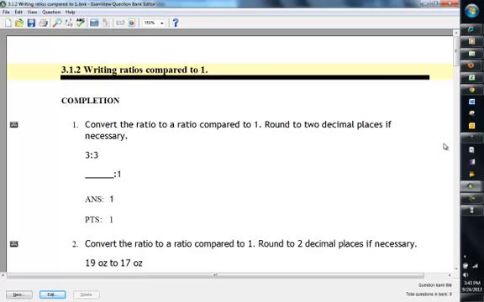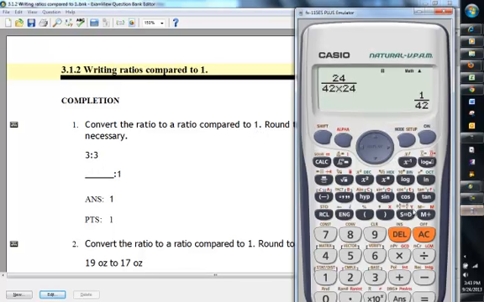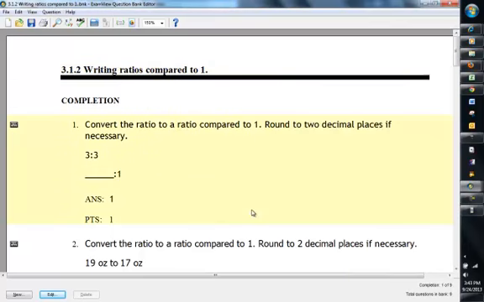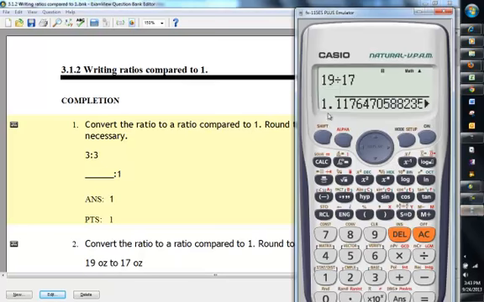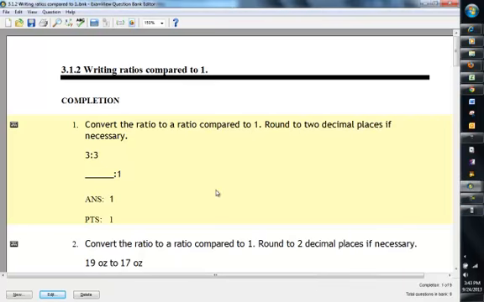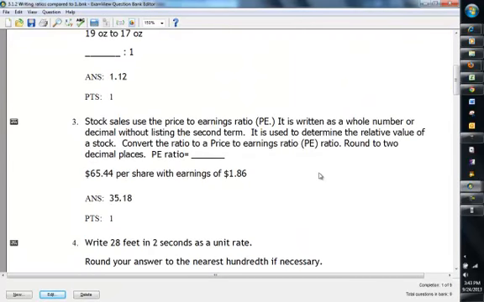The next thing we have to do is writing ratios that are compared to 1. In other words, we don't want our last number to be anything except 1. So in the first case, we just do 3 divided by 3 equals 1 to 1. Next one, 19 divided by 17. Now we don't want it as a fraction, we want it as a decimal, so we press S to D, and it says round to 2 decimal places, so we would write this one as 1.12. Make sure you round it so that you get that last decimal place.